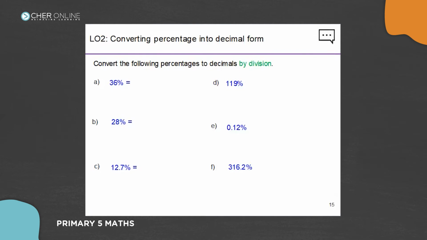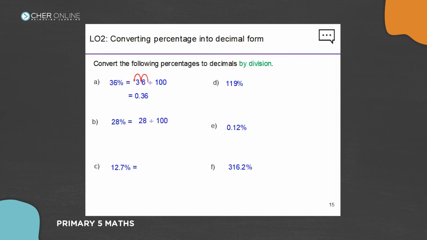Now, the second part here, I want you to convert the following percentages to decimals by division. What do I mean by division? I'll show you the first example first. 36%. 36% means 36 out of 100, as you all know. So that also means you can take 36 divided by 100. What happens is that it will be 0.36. Of course, it's the same thing. So recognize that you can also perform a division to find the decimal form.